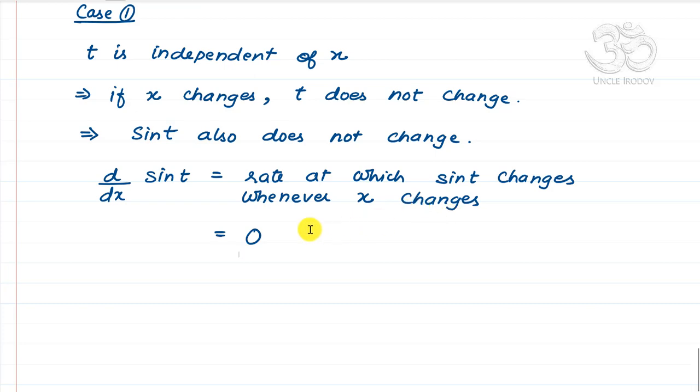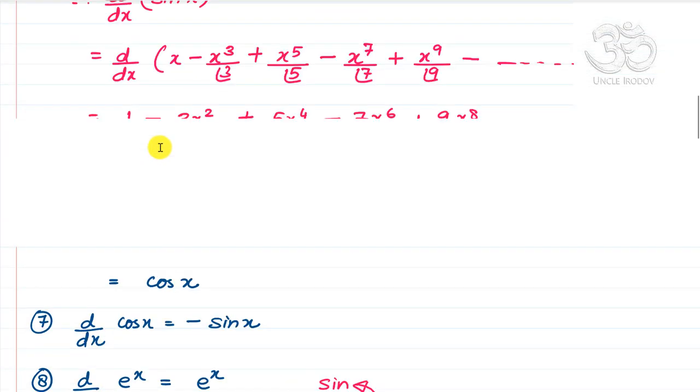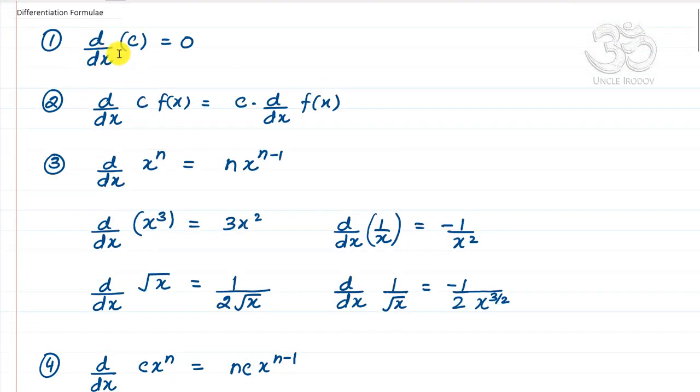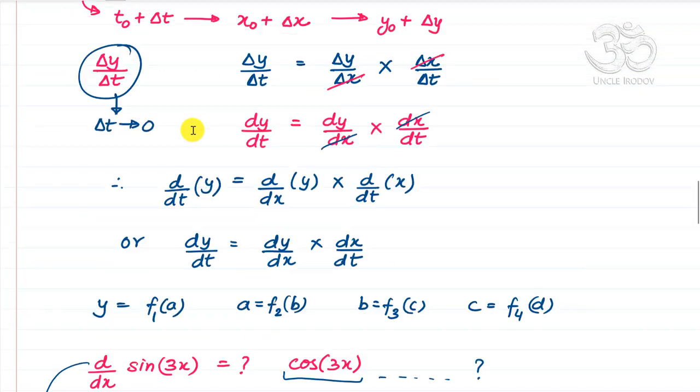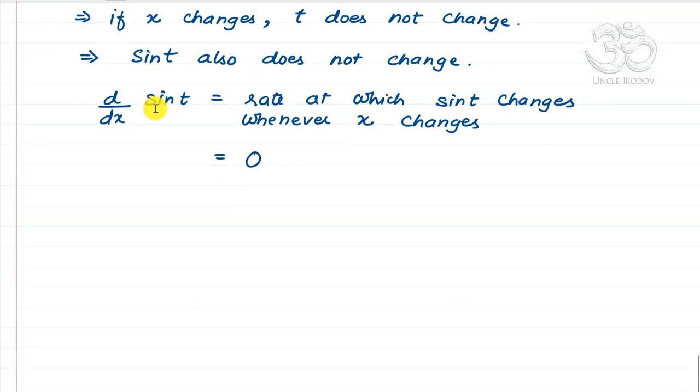Okay, so case 1, if t is independent of x, then I can say that this term is a constant. That brings us to the first rule, right at the top here: d by dx of a constant is 0, and it was 0 precisely because when I made a change in x, the constant is unaffected. Right, so you have understood the first case when t does not depend upon x. Now let's go for the second case. Case 2 is t depends upon x.